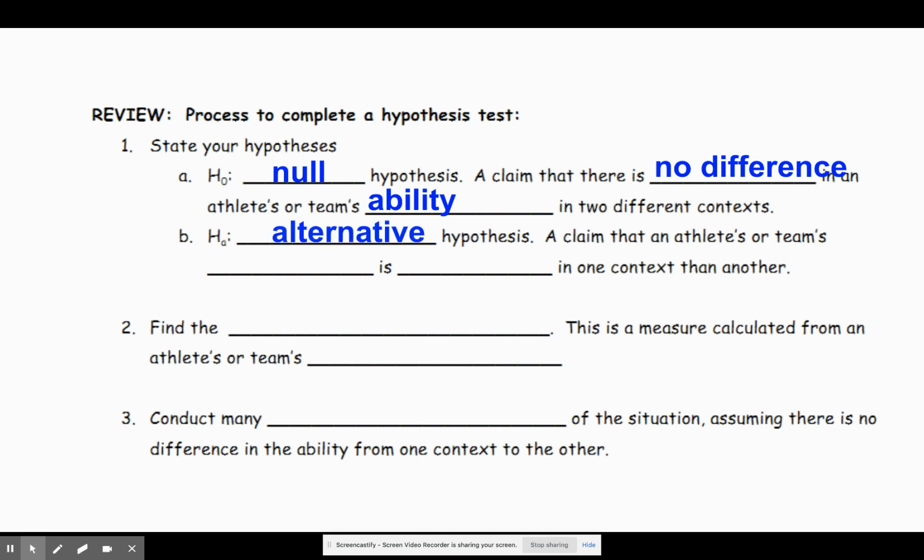HA is what we call the alternative hypothesis. And this is a claim that an athlete's or team's ability is greater in one context or another. So maybe we have evidence that suggests that teams perform better in home games than away games.